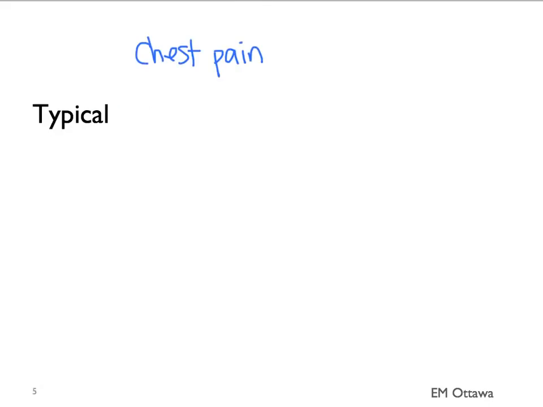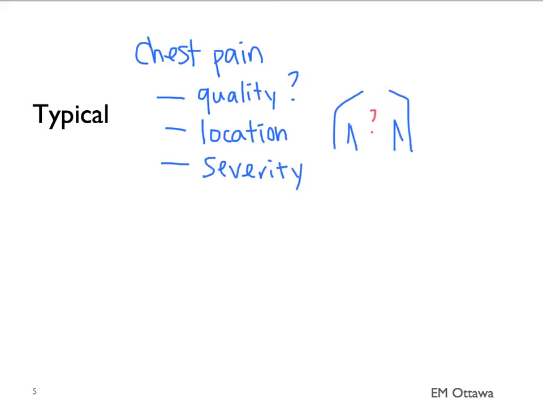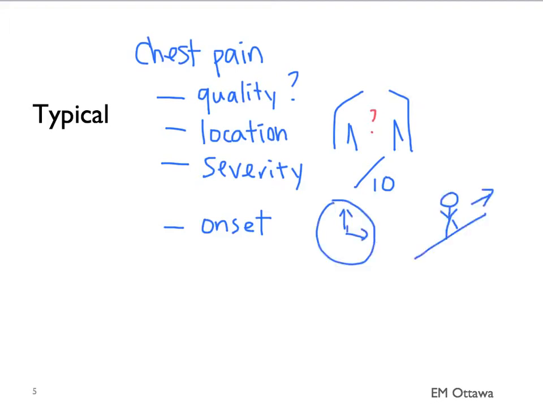Patients usually present with chest pain. You want to find out everything about this pain. What is its quality? Is it stabbing, sharp, pressure, crushing? Where is the pain? Have the patient point to where the pain is mostly felt. Severity of the pain. Ask the patient to rate the pain on a scale of 1 to 10. What was the onset of the pain? Both the time of the onset and what the patient was doing.